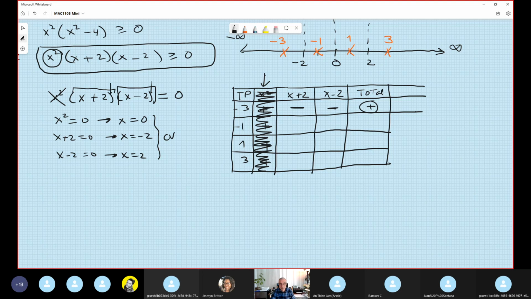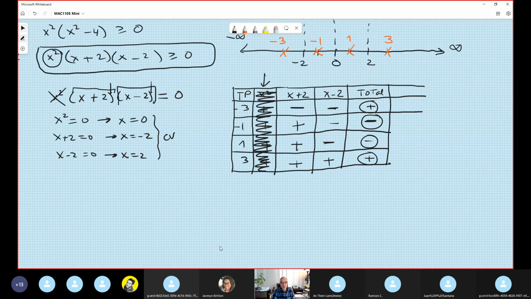Okay. Negative 1 is positive. So negative 1 plus 2, and negative 1 is negative. So it's negative. Okay, I enclose the total sign. It's important. I don't care about the rest. What is important is this column. And 1 is positive, and 1 is negative, and negative. And 3 is positive. And 3 is positive. Okay, I finished the table.